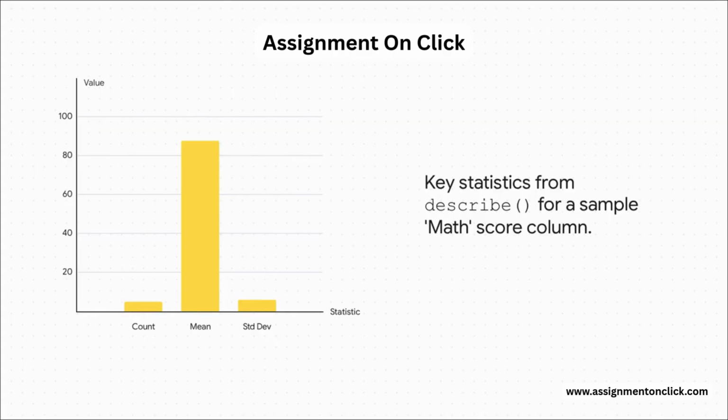So what does it actually tell you? Well, for any column with numbers, you get a quick summary. You get the count of entries, the mean, the average, and the standard deviation, which tells you how spread out the data is. Plus, it gives you other key things like the minimum and maximum values.